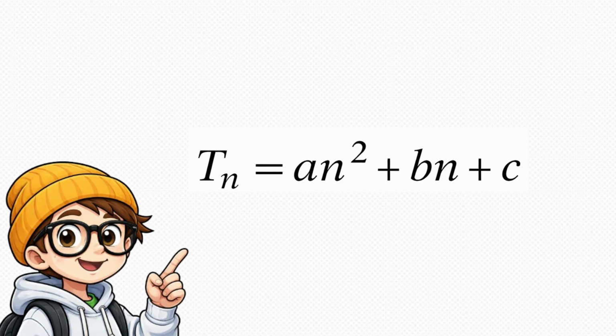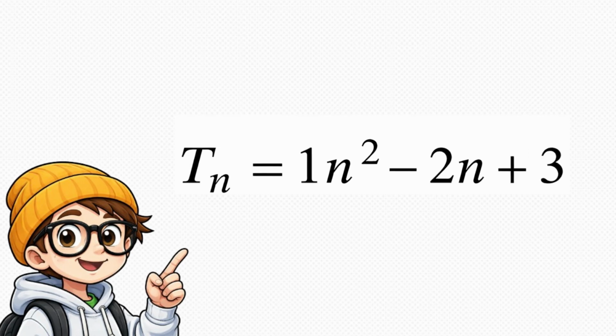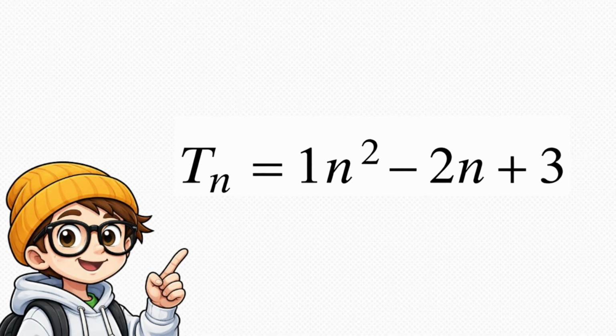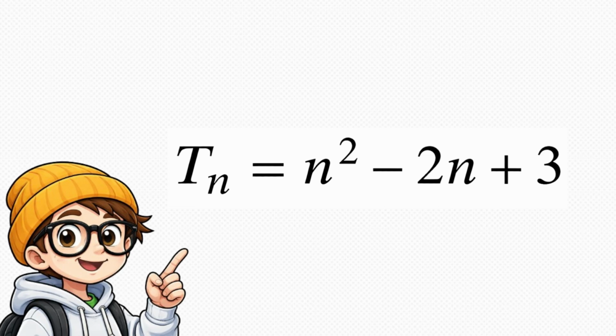So for our sequence, the general term is Tn equals 1n squared minus 2n plus 3. But in general, when there is a 1 in front of a variable, we don't need to write it. So instead of writing 1n squared, we just write n squared. That means our final general term formula is Tn equals n squared minus 2n plus 3.